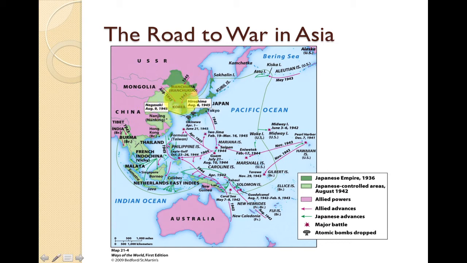Southeast Asia. Here in the 30s, Manchuria was invaded. Japan will eventually expand all down here to Southeast Asia. Eventually, that led to the attack on Pearl Harbor, here on this map, which drew the U.S.